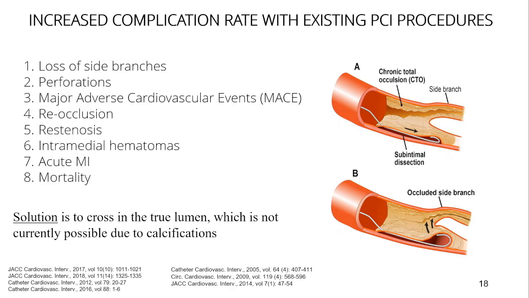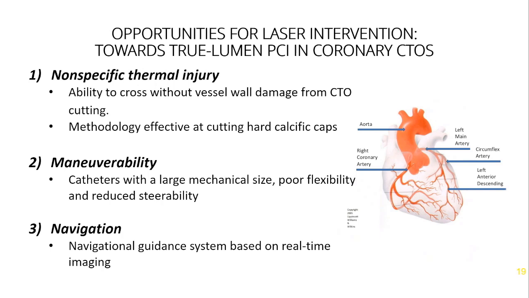So as you can imagine, doing this can cause a lot of complications, and there's a list of complications on the left here. So we believe the solution to this is crossing the true lumen. There are 3 limitations as to why it's difficult to do this. They boil down to the ability to cut calcified, bone-like proximal cap of a CTO using nimble wires, because they have to be nimble in order to be able to reach these tight locations.